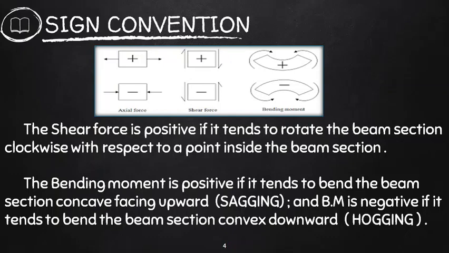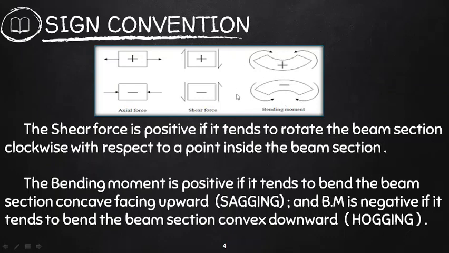For the sign convention of bending moment, the bending moment is positive if it tends to bend the beam section concave facing upward, which is also called sagging. What is sagging? When you have any piece of material and you bend it upward, concave facing, that is positive. And if you bend it downward, which is called hogging, which is convex downward, that one is negative.